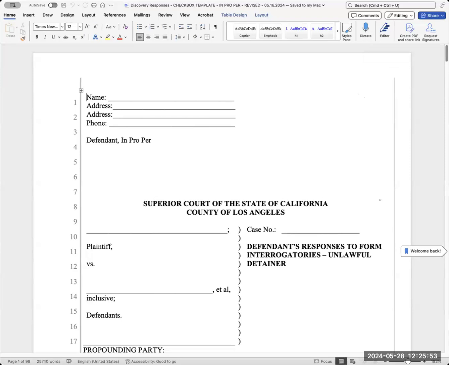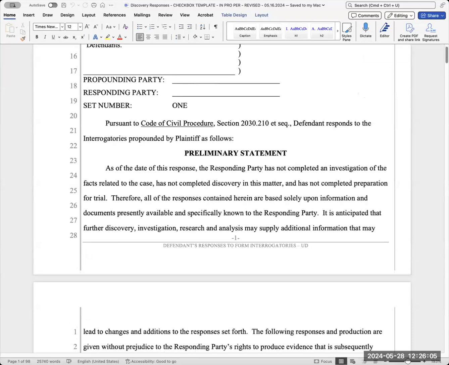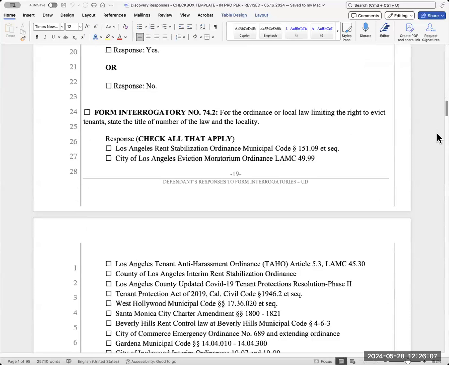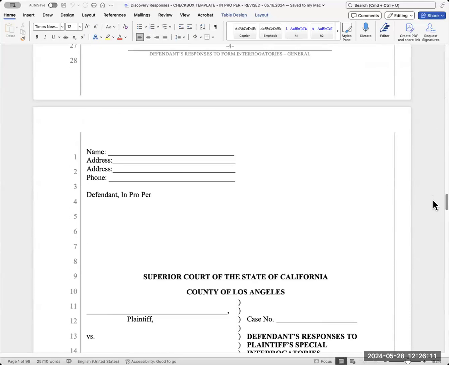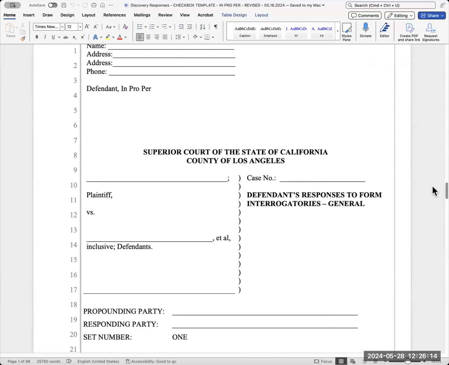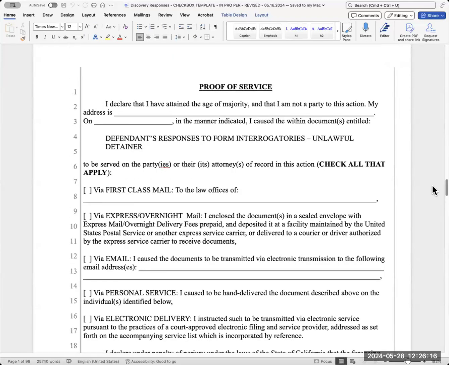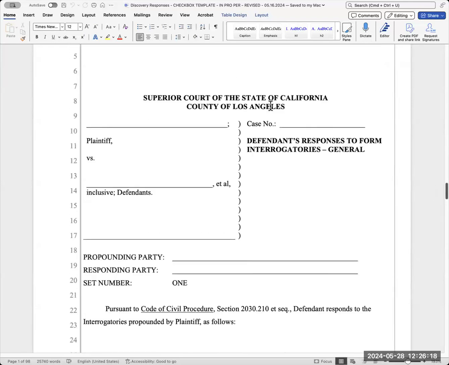The form interrogatories general are about other types of things, usually, like it refers to an incident, something that has happened, like a car accident, for example. And so I'm going to jump ahead, because we usually respond to the form interrogatories general. Here they are, okay?